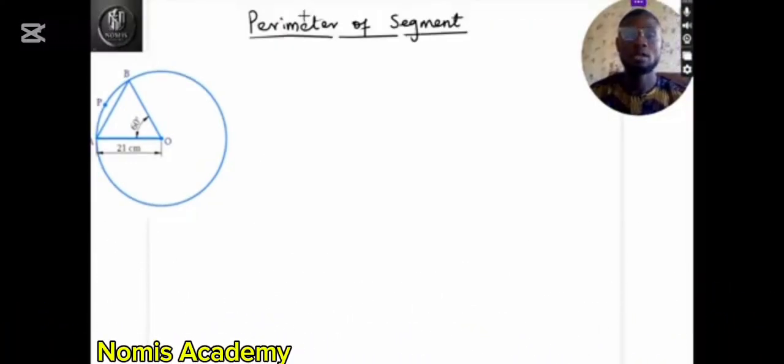This time we'll be dealing with perimeter of segments. Yes, perimeter, also known as circumference. This time we're talking about segments. Remember what a segment is.